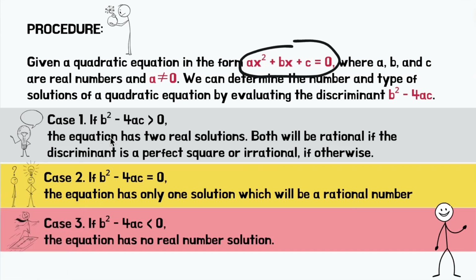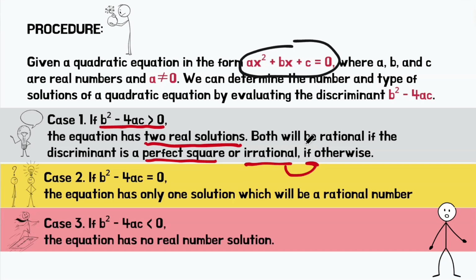Case number 1, kapag ang b squared minus 4ac, or what we call discriminant, ay greater than 0 or mas malaki sa 0, ang sabi dito, the equation has two real solutions. Dalawa ang pwede natin maging solution. Both will be rational if given a discriminant is a perfect square, kapag perfect square ang discriminant natin, or irrational, ibig sabihin may irrational na sagot dito, if hindi naman po. Okay? So, yan yung unang case.